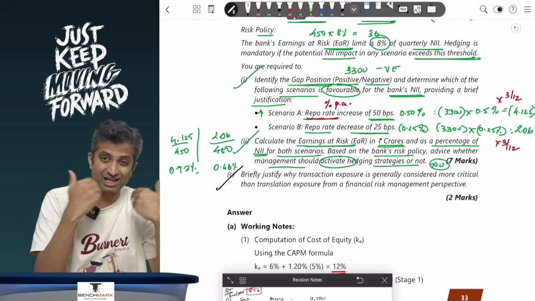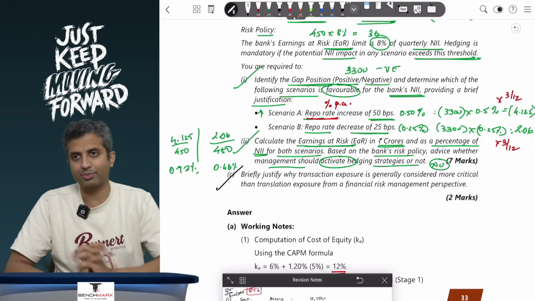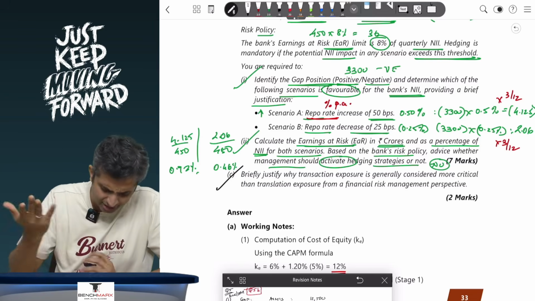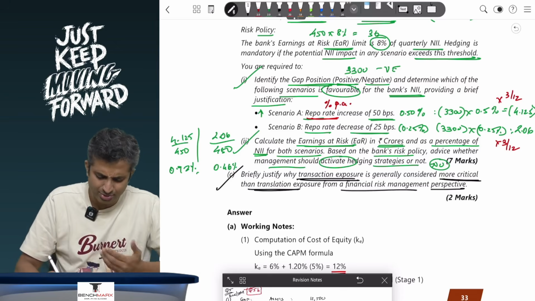So in case you have less time, at least refer that and you'll have a fairly good idea, because in bad papers of practical, theory can act as your savior. Like you see this question: briefly justify why transaction exposure is generally considered to be more critical than translation exposure from a financial risk management perspective. It is just 2 marks.